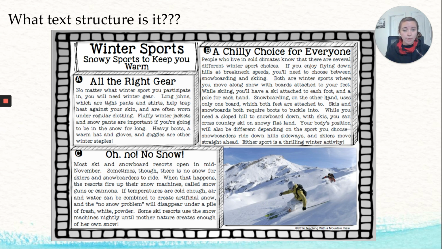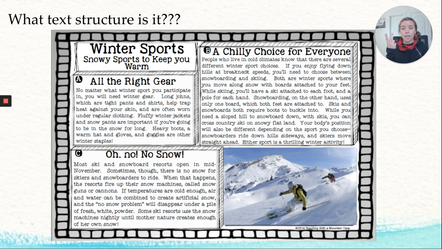While, on the other hand, either. Those are some action words, some keywords that I found in there. So what is this text structure? This text structure is compare and contrast. Totally comparing and contrasting. What two sports are they comparing and contrasting?